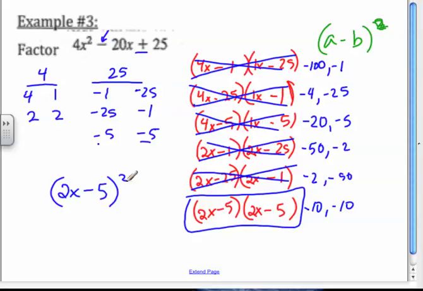Now, you might have just seen, hey, that's a perfect square. I'm just going to try it. You may want to just try it first to see if it's a perfect square. You can look at the 4x squared and say that's a perfect square, and 25 is a perfect square, and that's a negative. Maybe this thing is 2x minus 5 squared, and then multiply it out and see if it is. If it's not, then you can factor it. Those are different ways to go about factoring it.